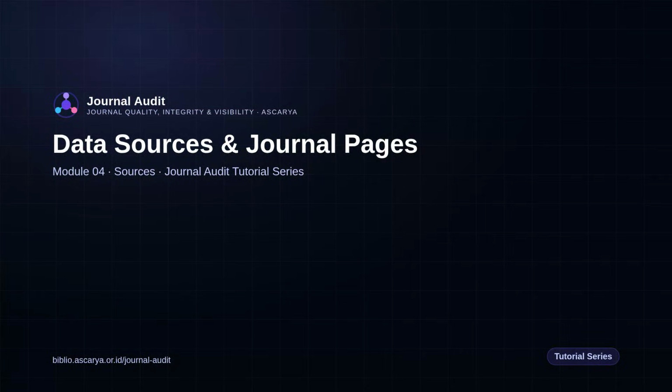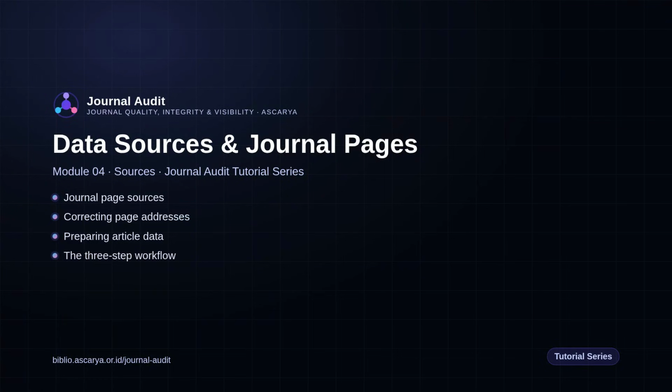An audit is only as strong as the sources behind it, and the Sources section is where every piece of evidence is listed in the open. Module 04 reads the 11 policy pages discovered automatically from the journal site, then walks through preparing the article data before any check is run. We also see how to correct a wrong page address without rerunning the entire pipeline.